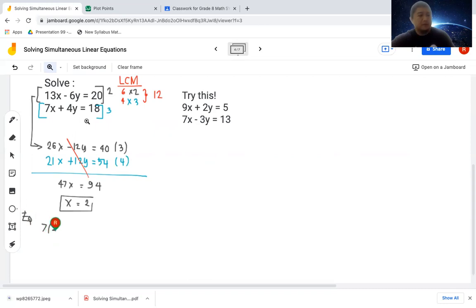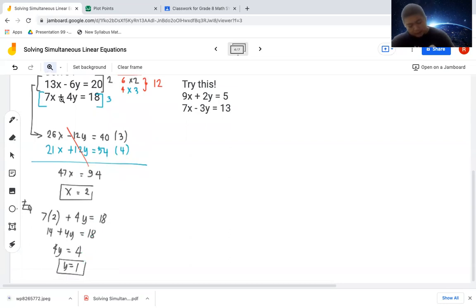So it's going to give me 7 times 2, which is the value of the x, plus 4 times y is equivalent to 18. So this is going to be 14 plus 4y is now equivalent to 18. And we know that 4y is equivalent to 4, since this one will subtract the 18. So y now is equivalent to 1. Okay? So if y is equivalent to 1, then we can say now that the solution is x is equivalent to 2 and y is equivalent to 1.